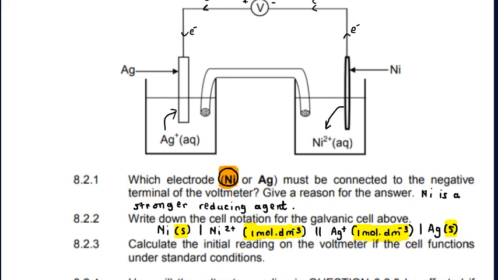Question 8.2.3 says calculate the initial reading on the voltmeter if the cell functions under standard conditions. So they're basically wanting us to calculate E naught cell in this case. We need to go back to our table and jot down the standard reduction potentials for the oxidation half reaction, sorry, and the reduction half reaction.